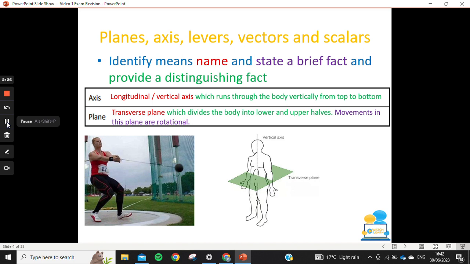Instead of just naming the plane and the axis, we're able to state in brief facts and distinguishing facts to showcase our knowledge.